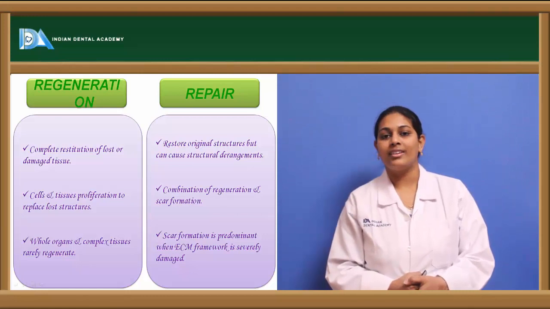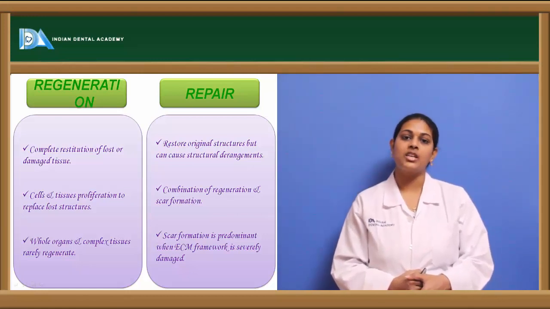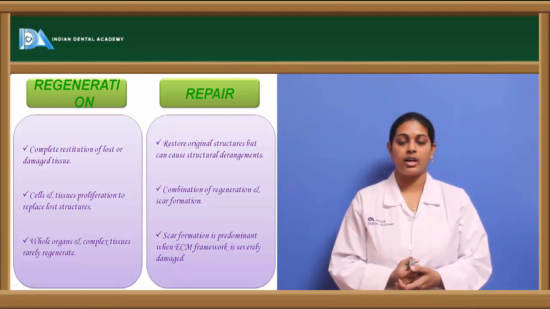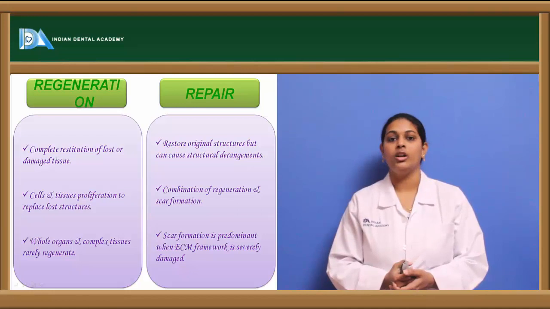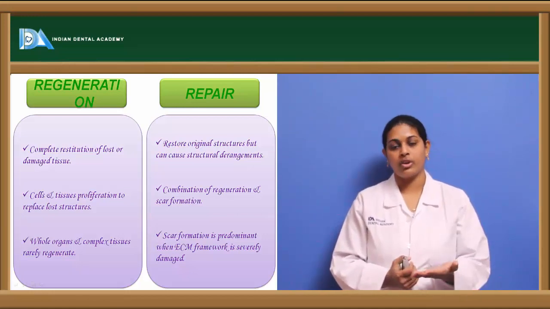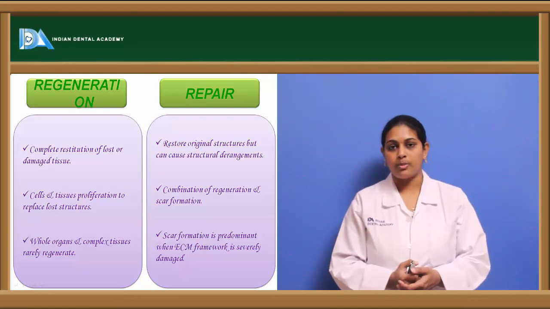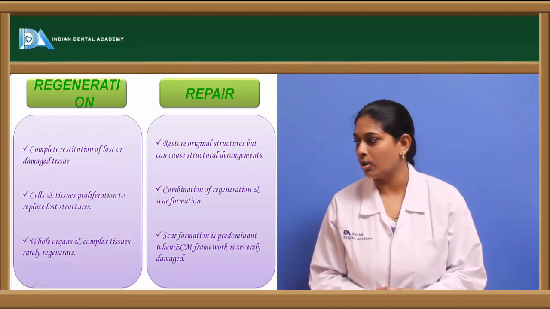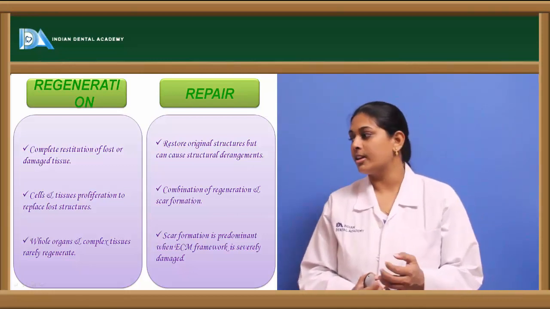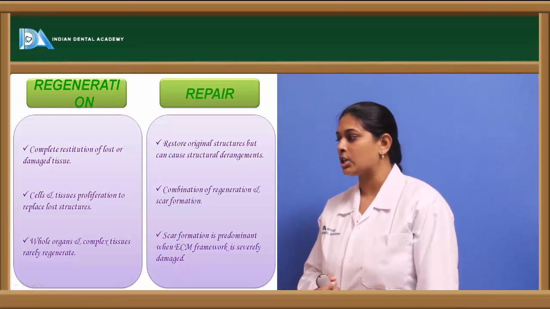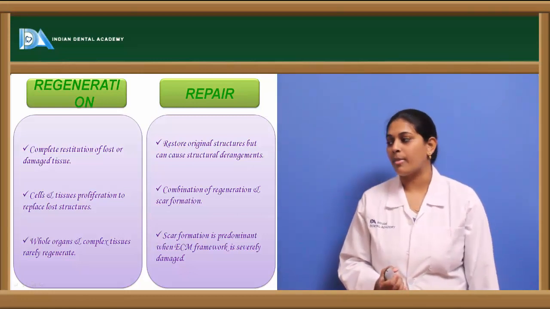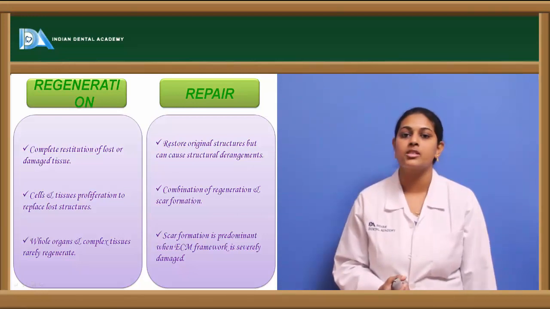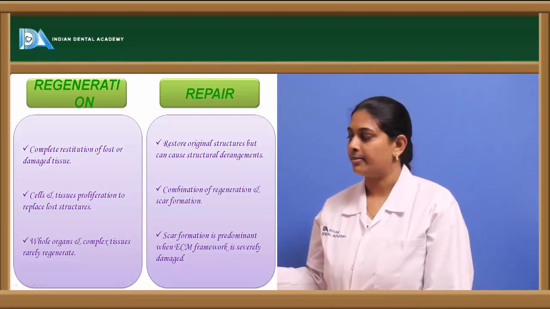So usually when there is a complete loss of an organ, or an organ is partially removed from the body, say in the kidney when a nephrectomy is done, there are few chances for the existing cells to multiply and restore it, but there are very few chances. So there is very rare regeneration of whole organs or complex tissue. Whereas in repair, the scar is a predominant structure, which we see when the extracellular matrix framework is severely damaged. That is, the extracellular matrix framework is restored with the formation of scar.